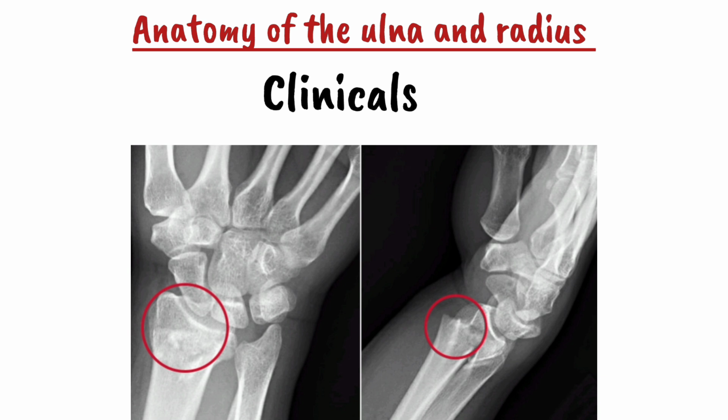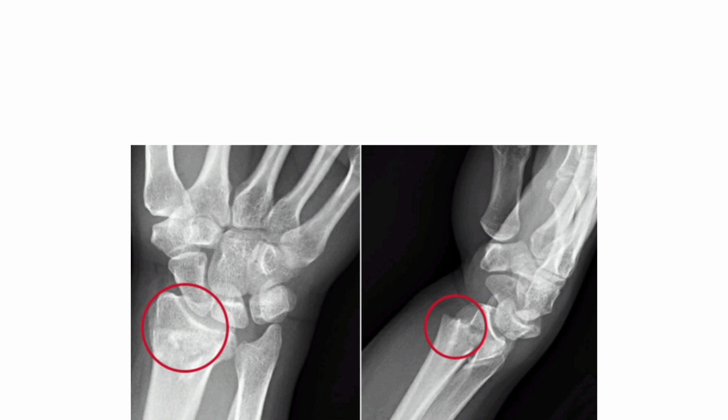So the ulna and radius play a fundamental role in arm function, movement, and structural support. Their bony landmarks provide important attachment points for muscles and ligaments, allowing for essential forearm motions. Learning about these bones is valuable for medical professionals, athletes, and anyone interested in human anatomy.